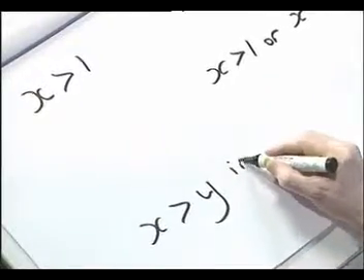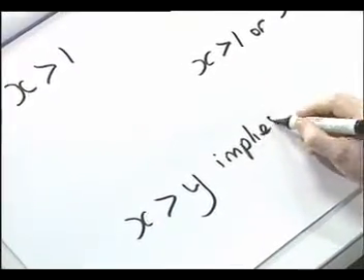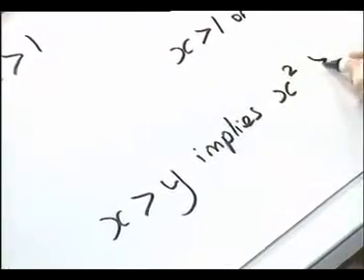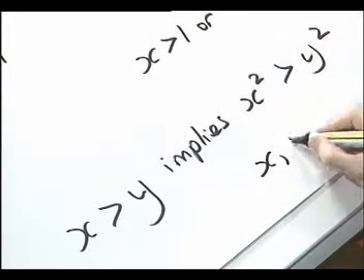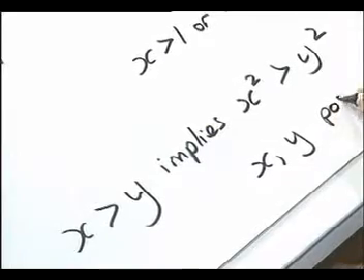Great care really has to be taken when solving inequalities to make sure that you don't multiply or divide by a negative number by accident. For example, saying that x is greater than y implies that x squared is greater than y squared only if x and y are positive.